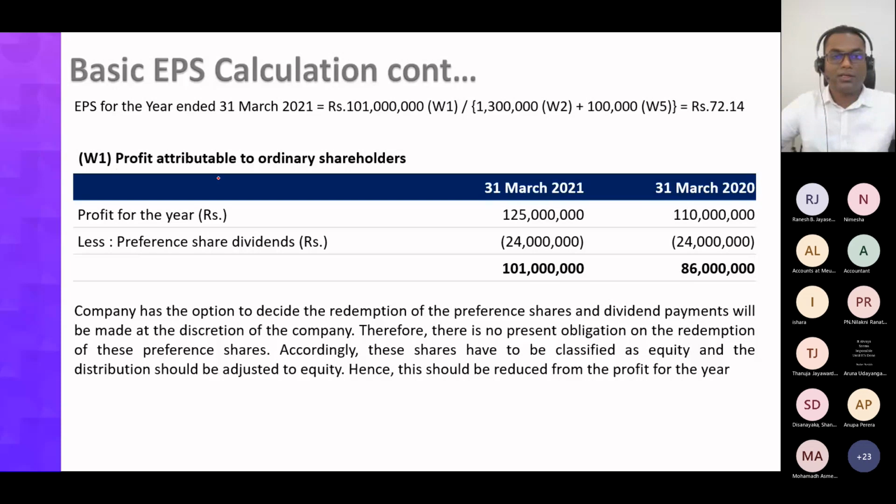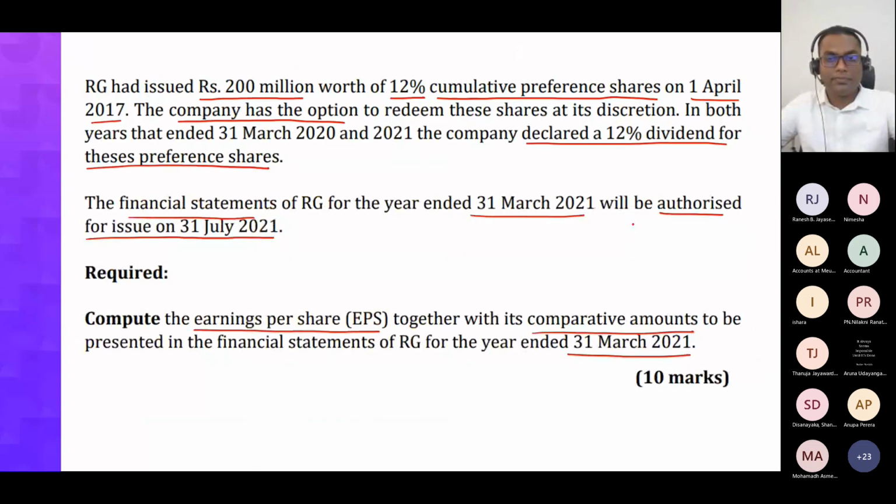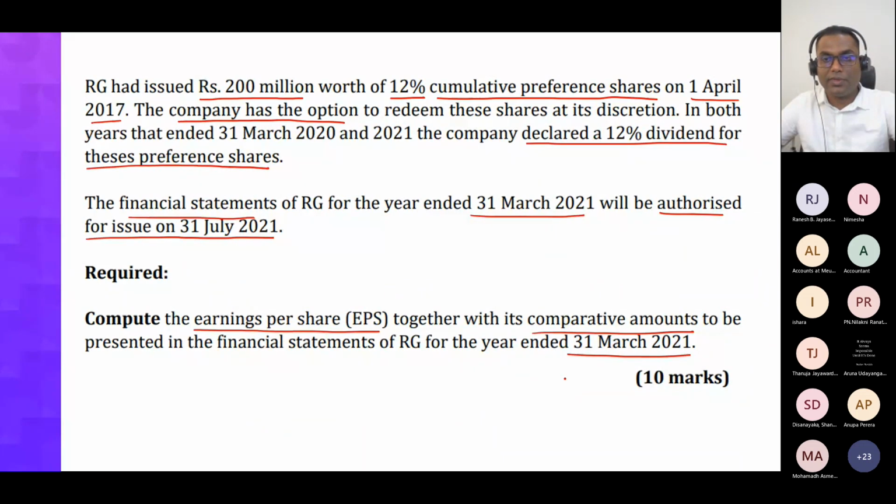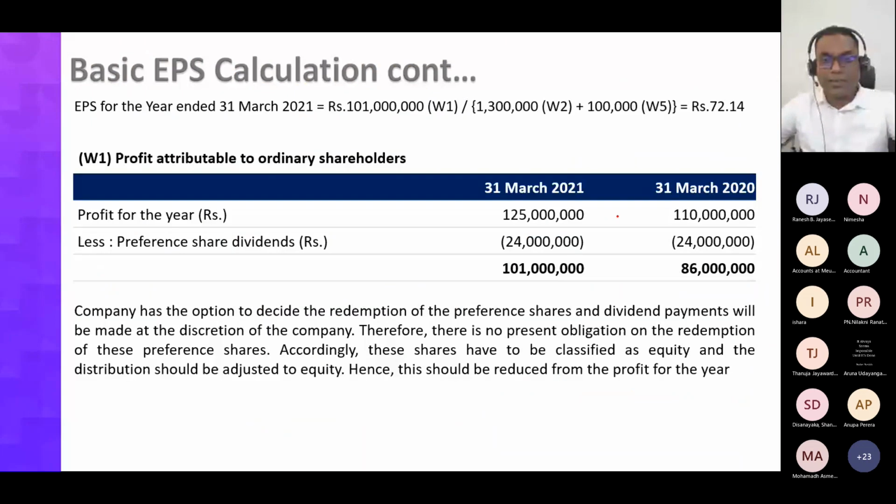Don't look at anything else, because it's easy for me to finish this particular working at this moment as I have already explained that. You have been given in the question the profit for this year as well as the last year: 31st March 2021, 125 million; 31st March 2020, 110 million. It was given in the question. So I have taken these two numbers from there, current year and last year.